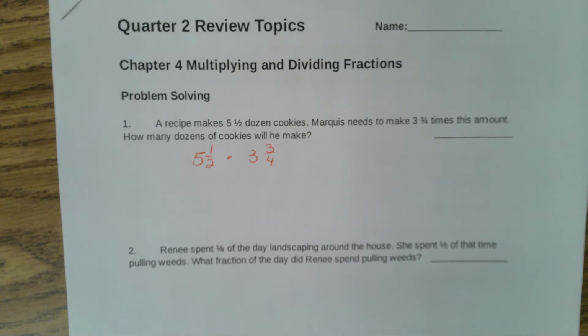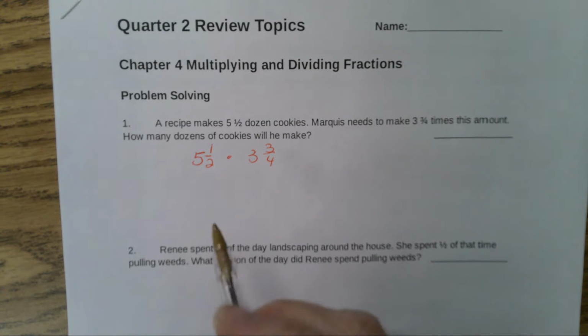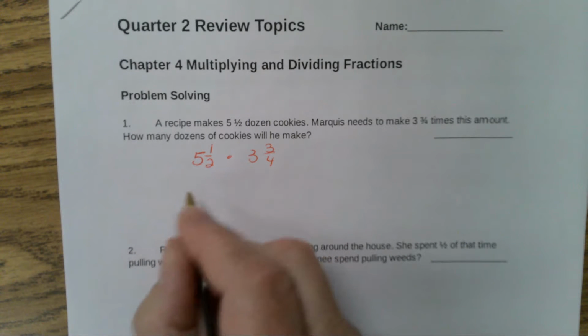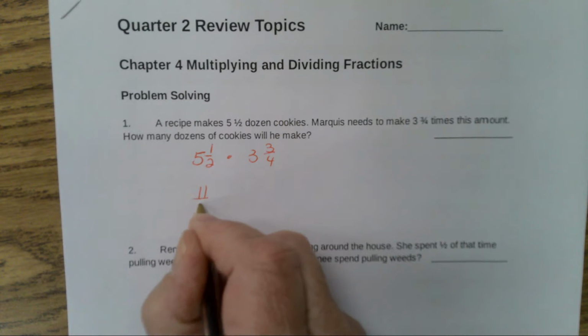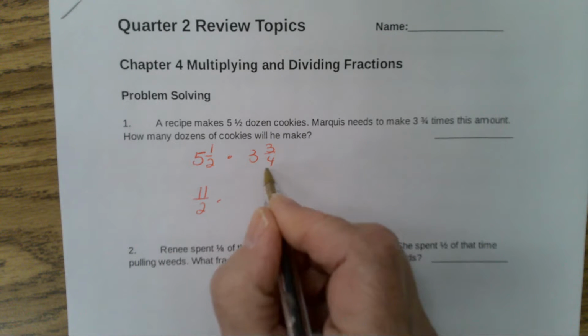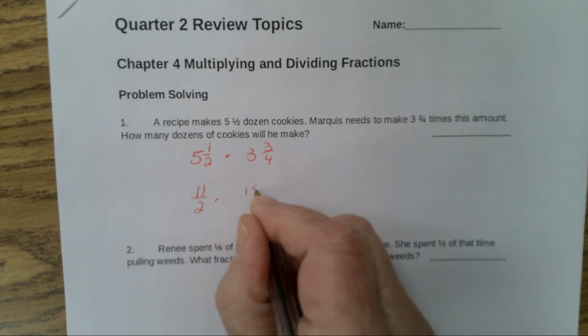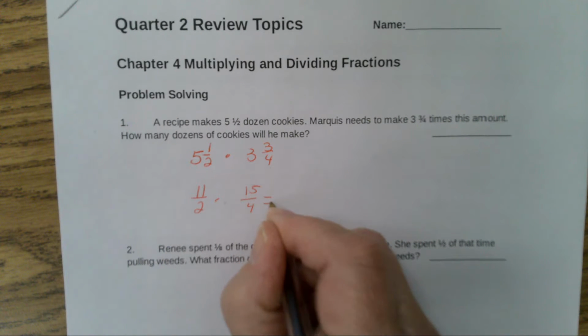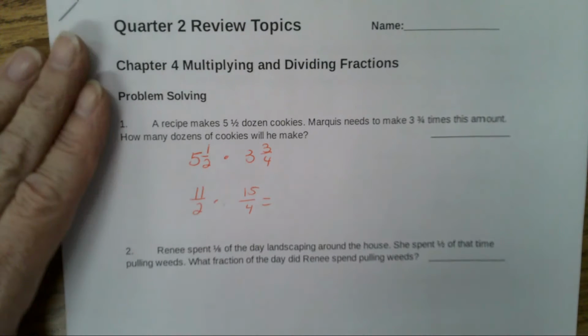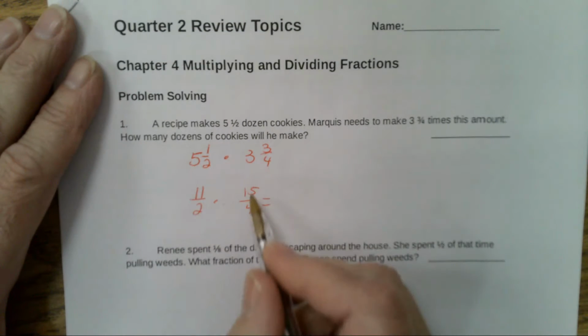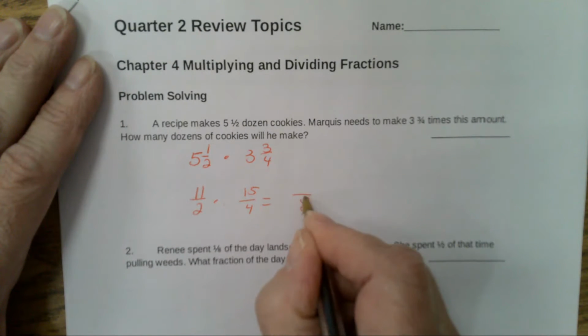Yes. Right. You multiply, add, and put it on top. 2 times 5 is 10, plus 1 is 11 halves. 4 times 3 is 12, plus 3 is 15 fourths. So on this problem, you're going to take 11 times 5, there's no shortcut. It'll be something over 8.